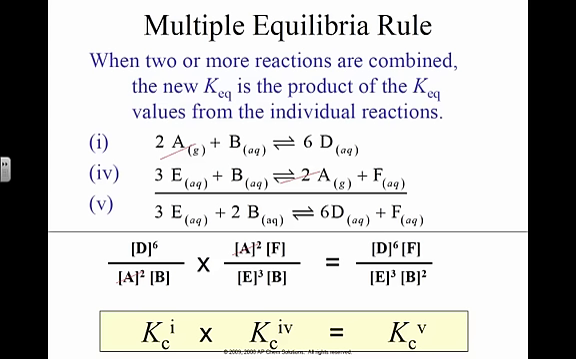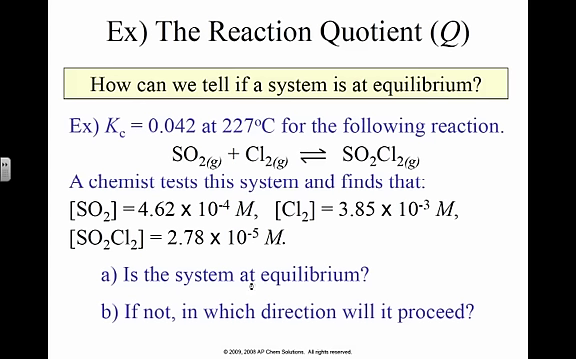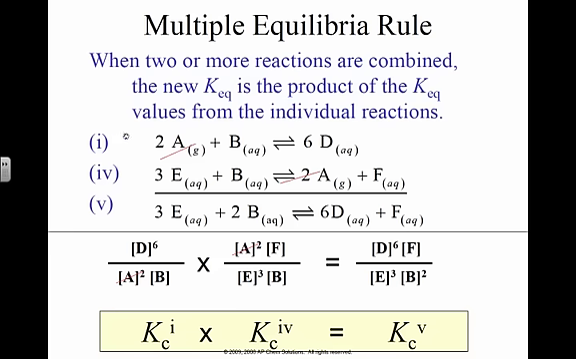When two or more reactions are combined, the new equilibrium constant is the product of all the equilibrium constants from the individual reactions. For example, this first one right here, K would equal d to the 6th over a squared times b. This reaction would have a squared times f over e cubed times b.